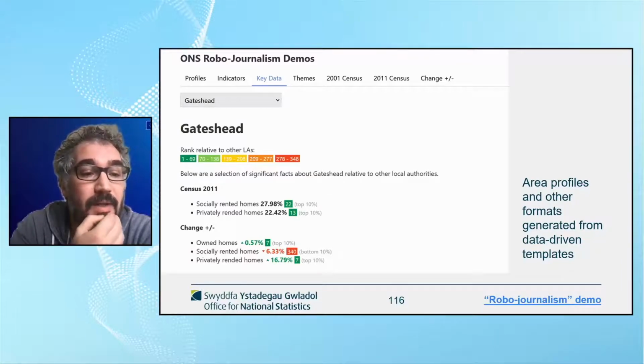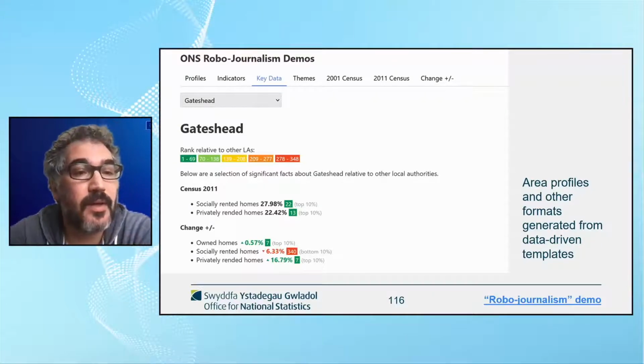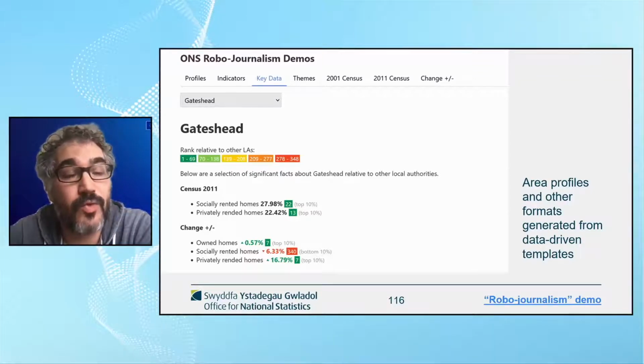And here the idea is that you can look at a number of indicators and rank those indicators compared to other areas. So an interesting one here is the changes. Sometimes you'll see population rises in pretty much every area of the country over 10 years. But what's relevant is how much it's risen compared to other areas.